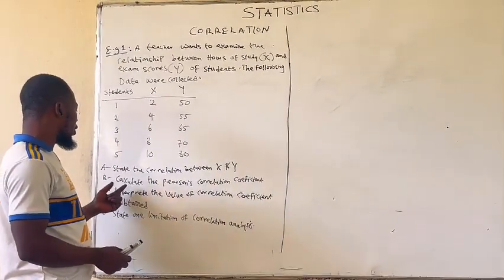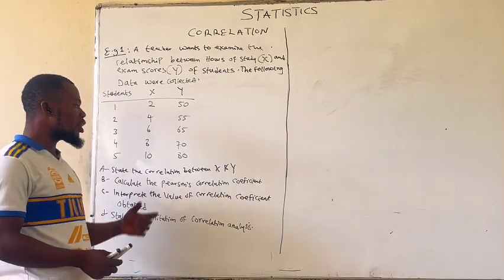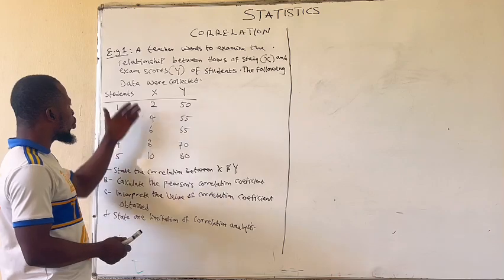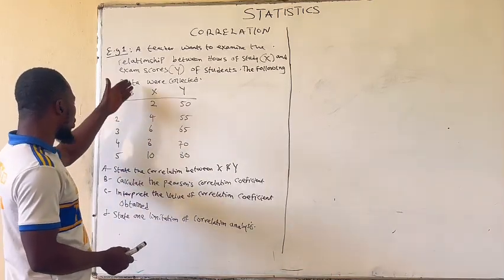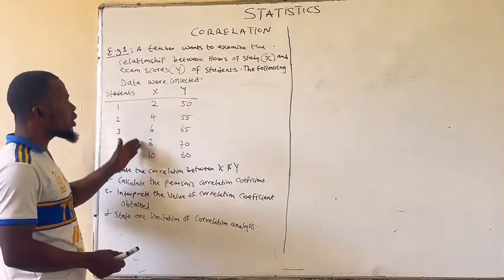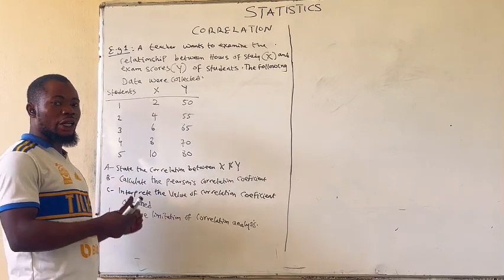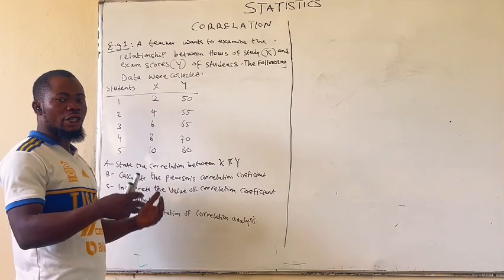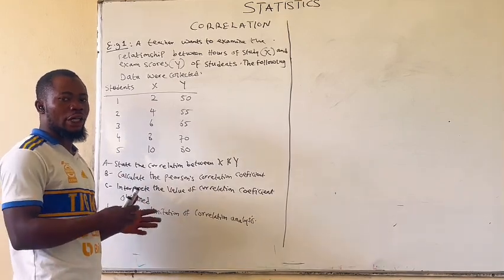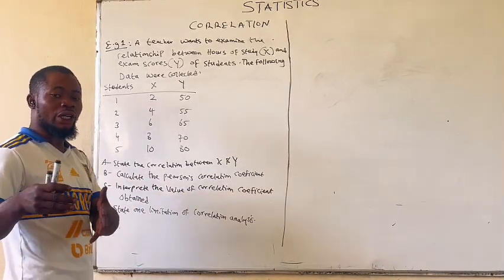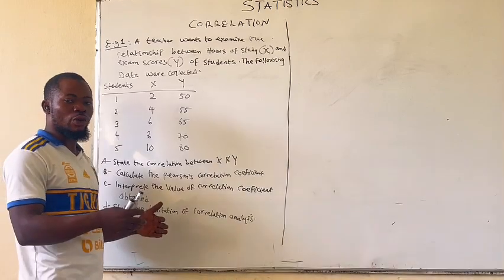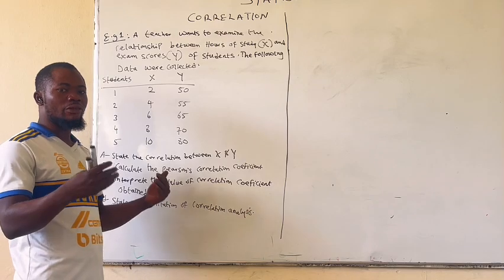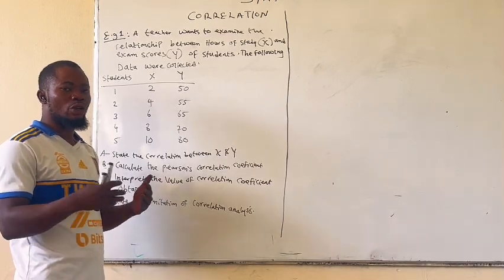Now the first part says, state the correlation between X and Y. Based on the direction, we can know the correlation involved between these given values. We say that based on direction, there are positive correlation, negative correlation and zero correlation. The positive correlation is the one in which if the value of one is increasing, the value of the other as well will be increasing. Whereas if the value of one is increasing and the other one is decreasing, that is negative correlation. And if there is no relationship between them, that is zero correlation.